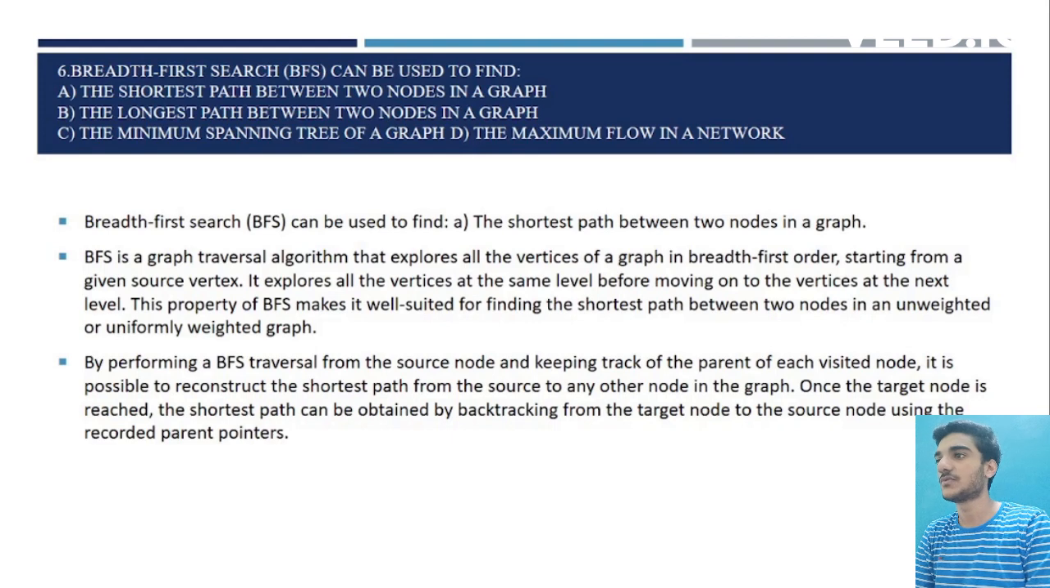Breadth first search can be used to find option A, the shortest path between two nodes. It is the correct answer. BFS is a graph traversal algorithm that explores all vertices of a graph in breadth first order, starting from a given source vertex. It explores all the vertices at the same level before moving on to the vertices at the next level. This property of BFS makes it well suited for finding the shortest path between two nodes in an unweighted or uniform graph.